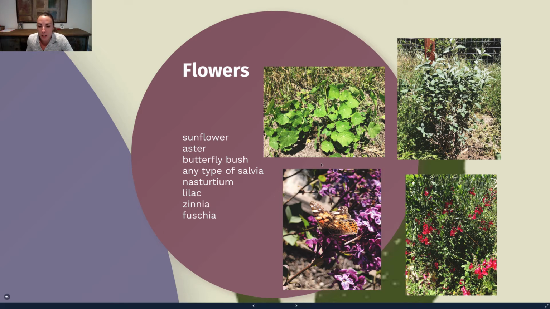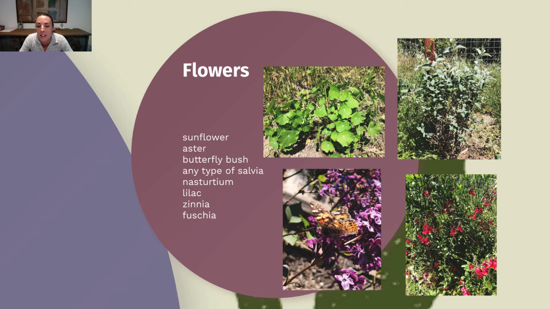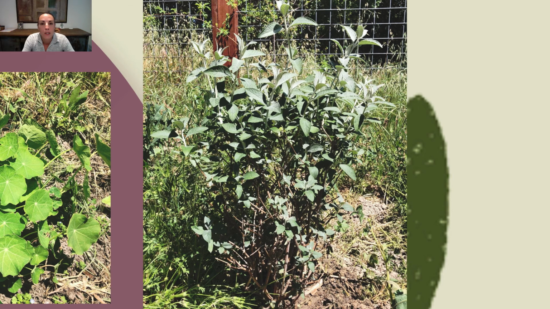Lilacs, any type. So I talked about the California lilac, but this is another type of lilac bush. The lilacs smell divine, and the butterflies love lilacs. Zinnias and fuchsias are also other types of flowers you can plant in your garden for pollinators. So this is butterfly bush. Once again, it has not flowered yet. It should flower late spring, early summer.